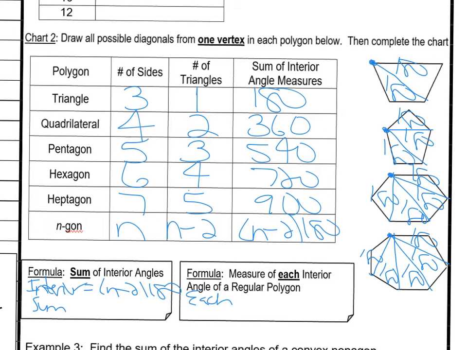So, to find each interior angle of a regular polygon, you just do the sum of the interior angles, which is n minus 2 times 180, divided by the number of sides, which is n. So let's apply these two formulas.